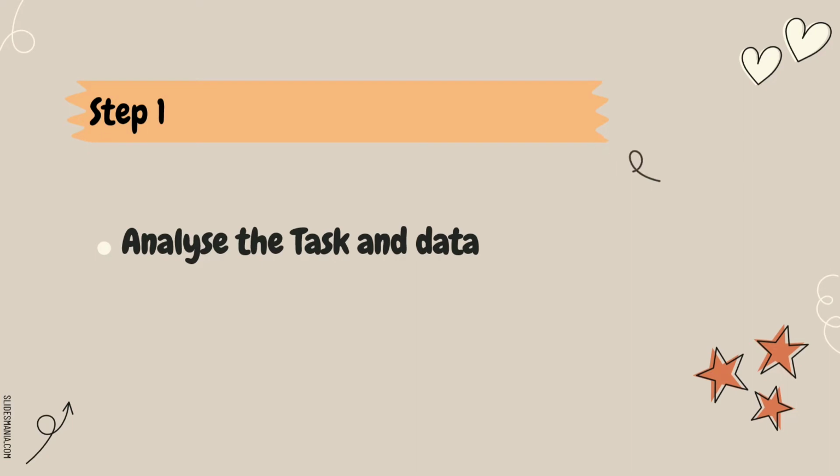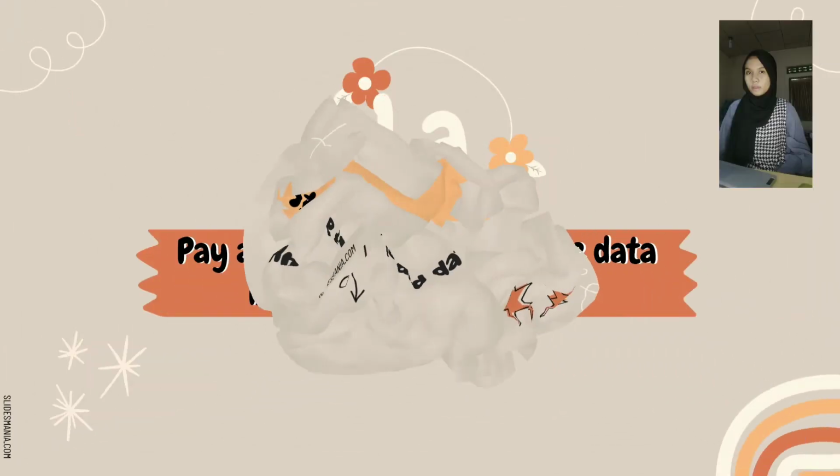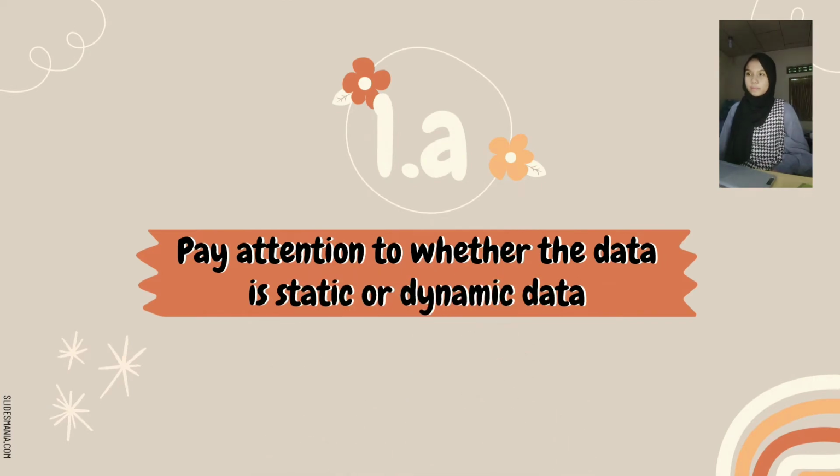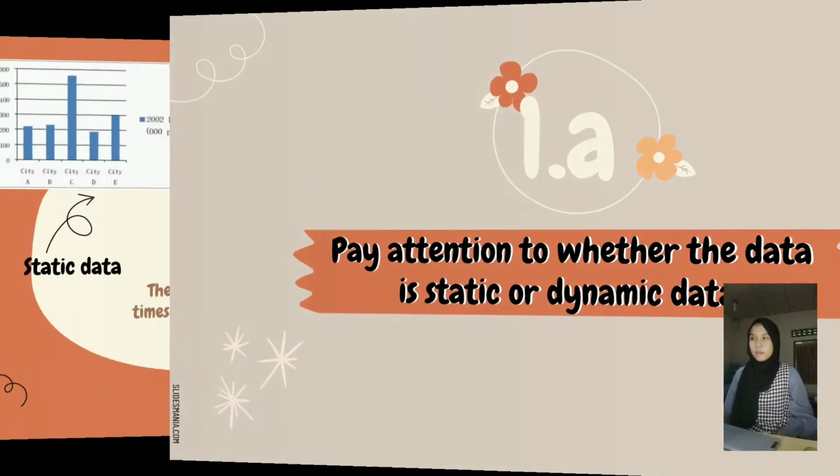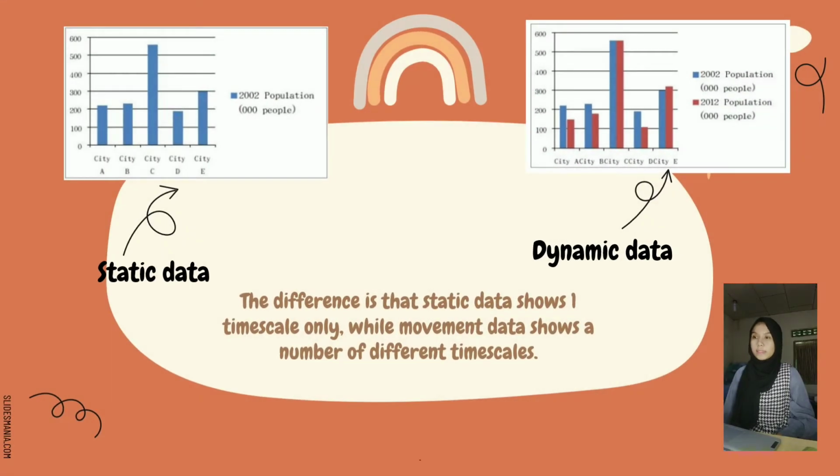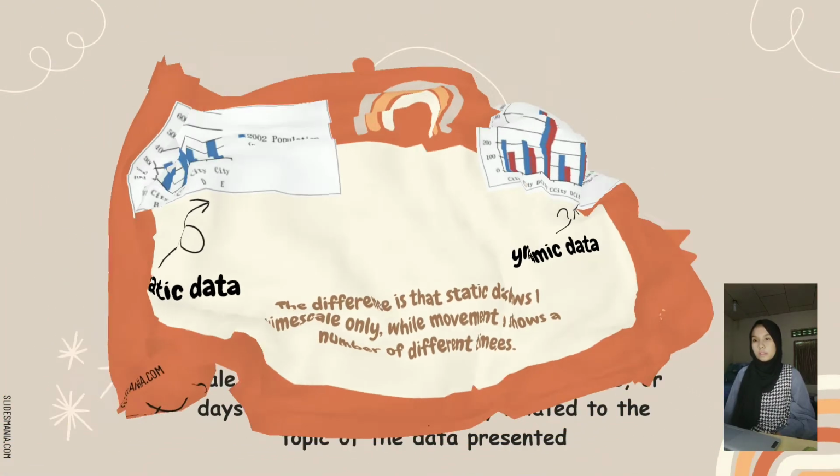Step 1. Analyze the task and data. Step 1.A. Pay attention to whether the data is static or dynamic data. We can see an example for static data and dynamic data. The difference is that static data show one time scale only, while dynamic data show a number of different time scales.